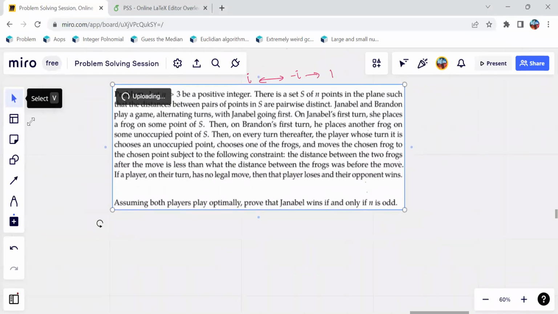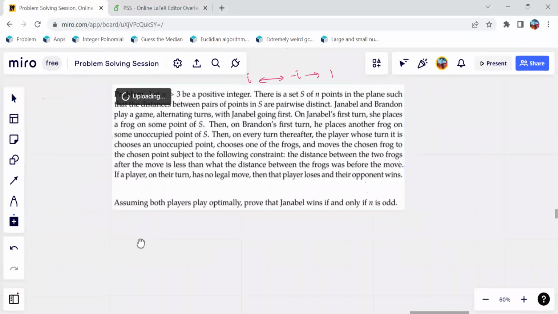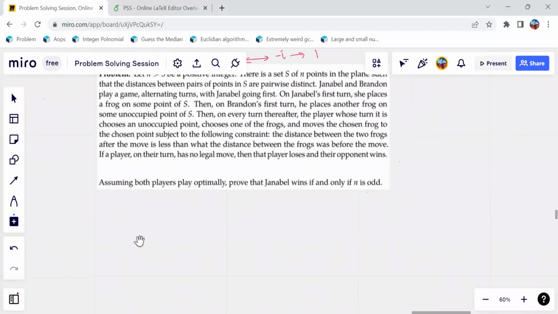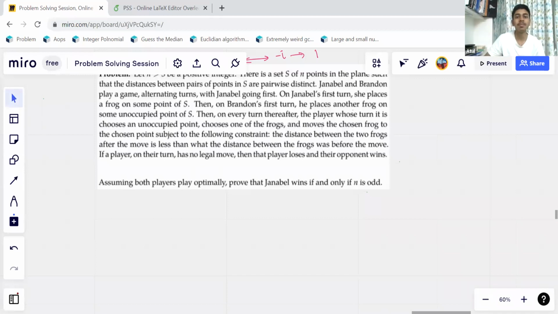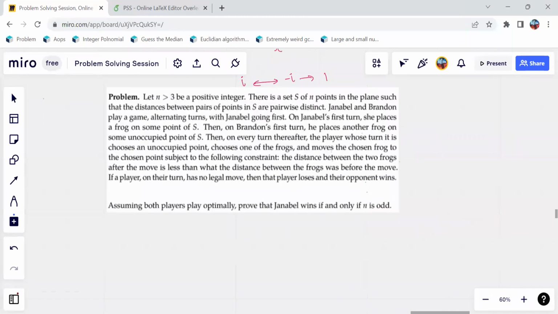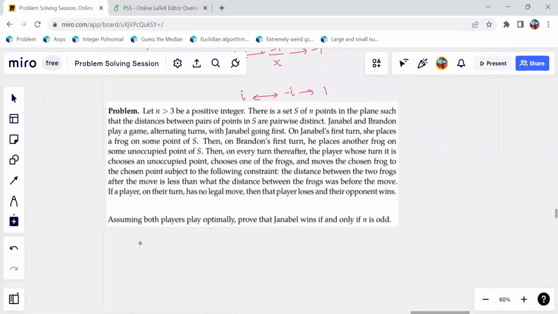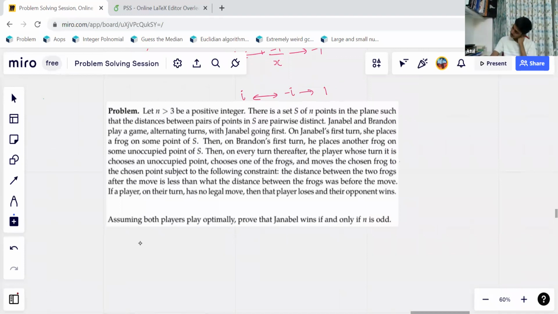Okay, Pranav has done that, I think. Which one? Frog. Oh, you did this with me only, right? I did not do this with anyone. Oh, you mean Rochelle? Okay. This problem looks interesting. This is good.